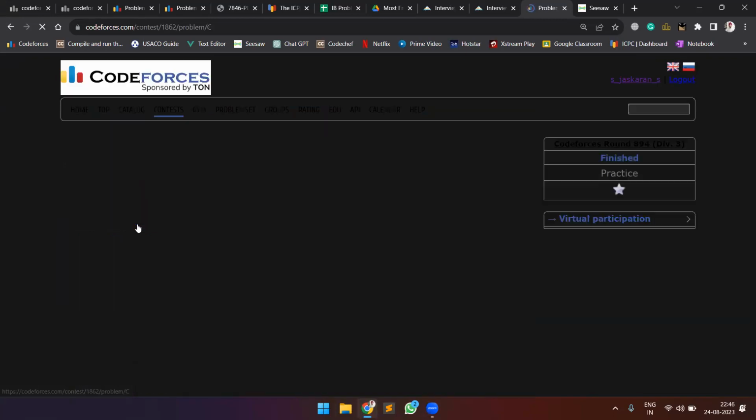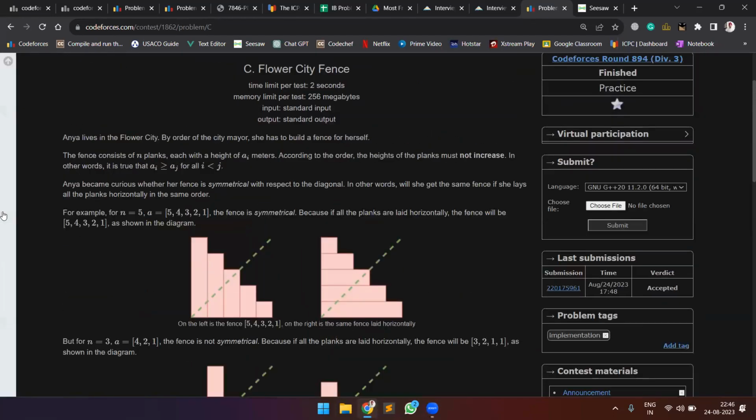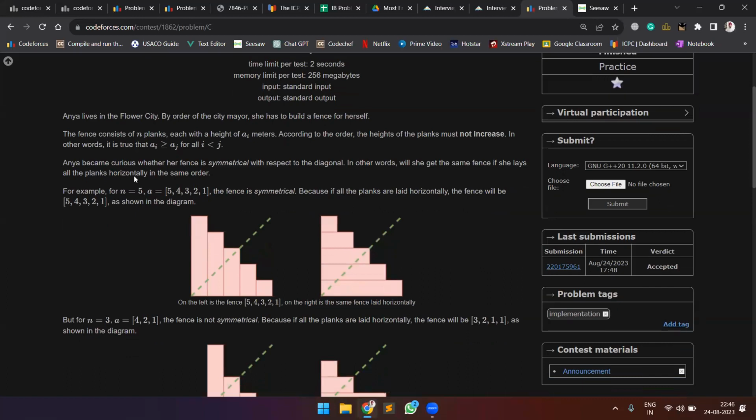Now I'll move on to the third question. So yeah, there is an array given which doesn't increase. Basically, it is decreasing. We can't say exactly decreasing. It is non-increasing. Like numbers can be equal, and it might be lower if the j is higher. So like this, the tower is made.